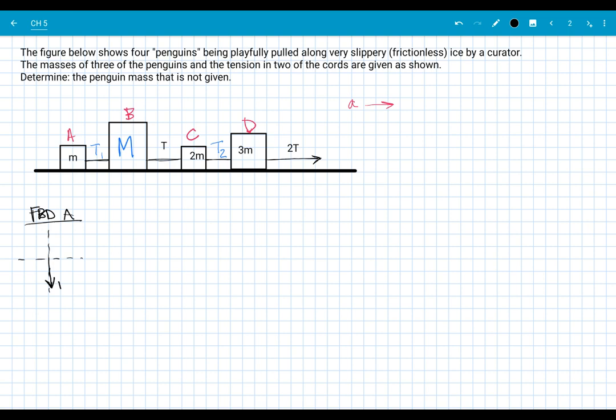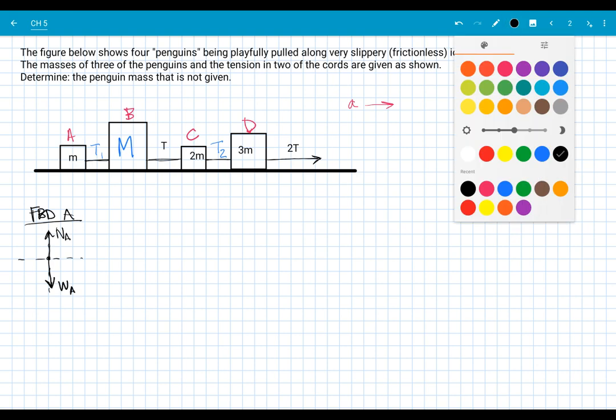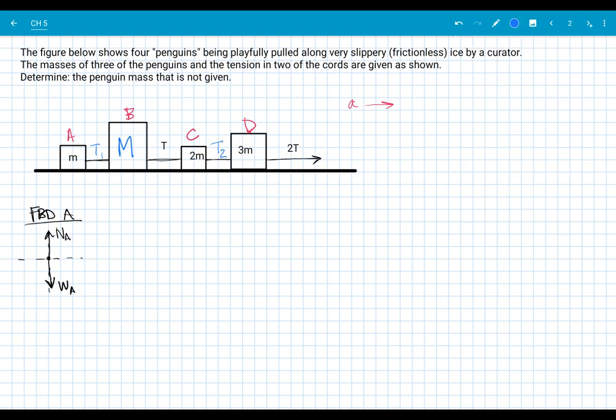So we have the weight of penguin A. I'll call that weight A. And then upward, we have the normal force on penguin A. Again, those are equal and opposite. There's no acceleration in the vertical. The action here is happening in the horizontal. So horizontally, I'm going to switch up colors because this is the force we're using for analysis here. Horizontally, I know that to the right on this penguin, I've got tension T1. And those are the only forces on the penguin.